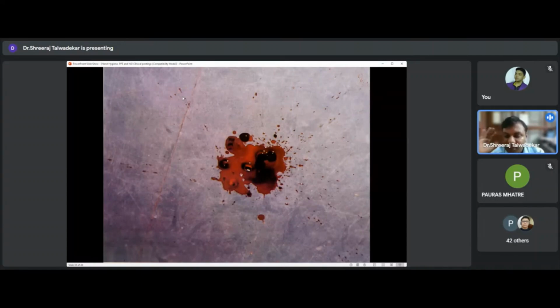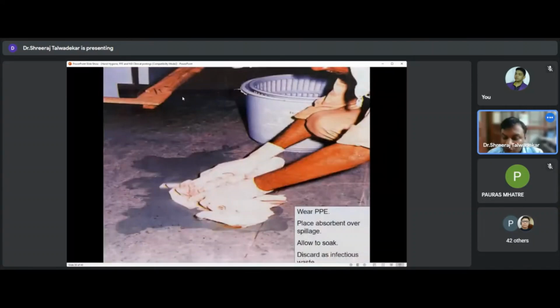First, wear the personal protective equipment. Then mark that area so that no other person comes to that area. And then you have to pick up with forceps. If there are any sharps, pick them up and put them in either the cardboard box or the sharps container. Then you place some absorbent like cotton or a gauze piece on that and just lift it up and put it in the yellow bag.